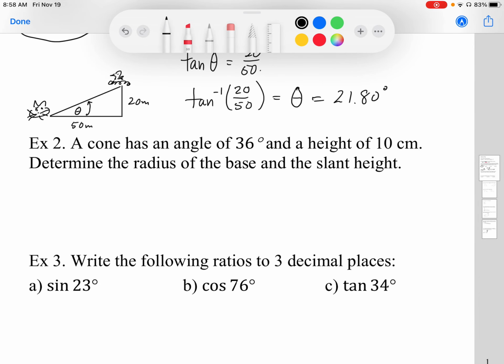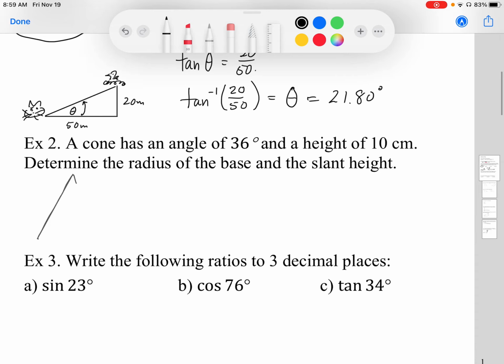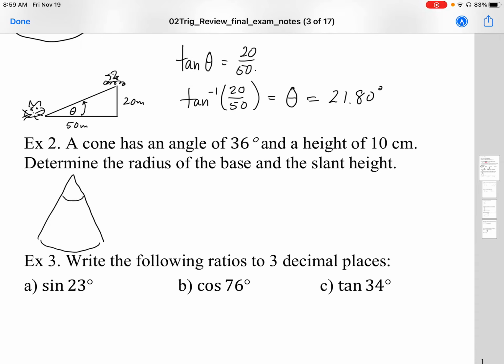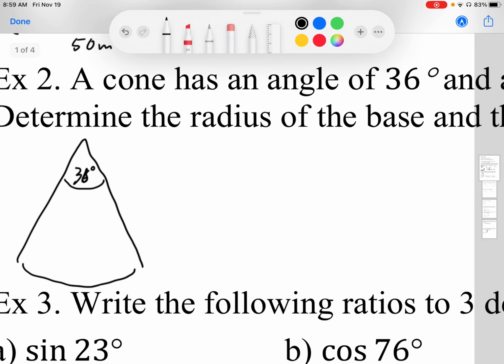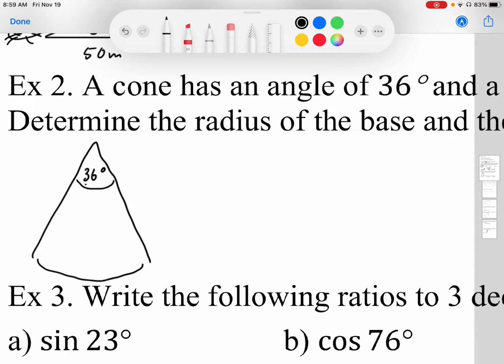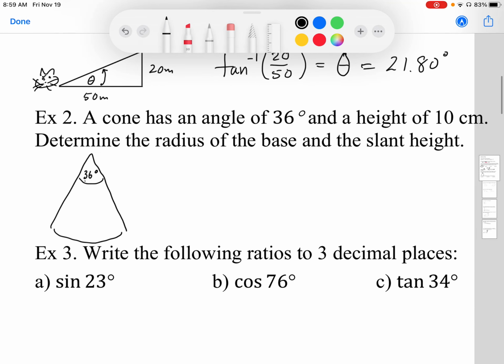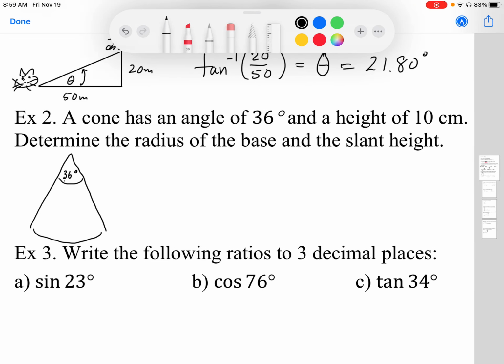Okay, so in this example, we're talking about a cone. I'm going to sketch my cone out, and it has a cone angle of 36 degrees, so maybe something that looks like that. And the cone angle is 36 degrees. Okay, so I'm going to write my 36 degrees in there. And it says the cone has a height of 10 centimeters.